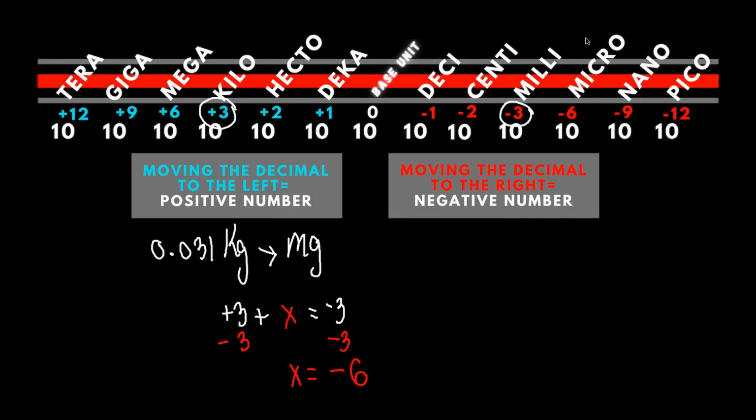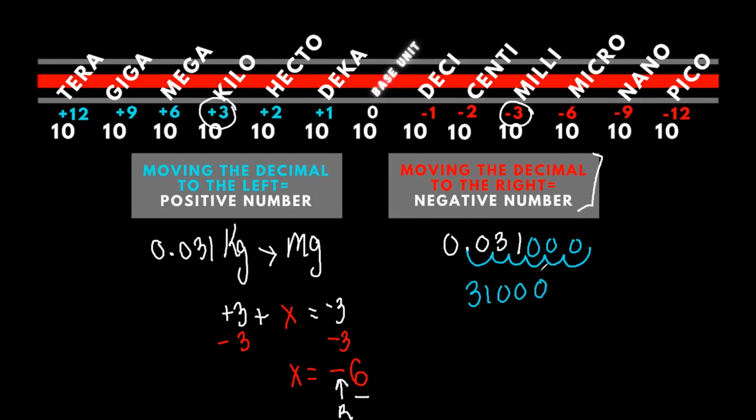The negative will tell me that I have to move to the right, right? Again, if you have a negative number, it means that I'm going to have to move the decimal to the right, and then the number will tell you how many times. So I have to move it to the right 6 times. So let's do that. We have 0.031, and let's start moving it. 1, 2, 3, 4, 5, 6. So my final answer is 31000.